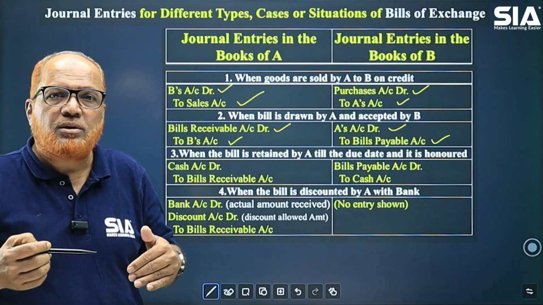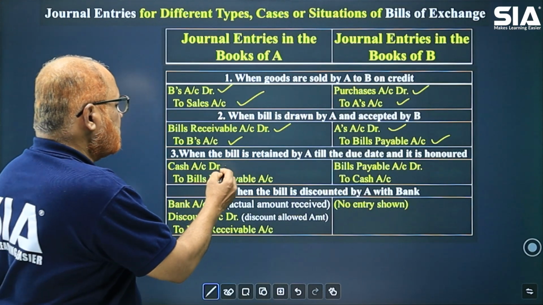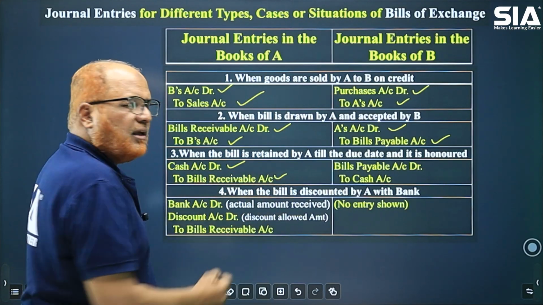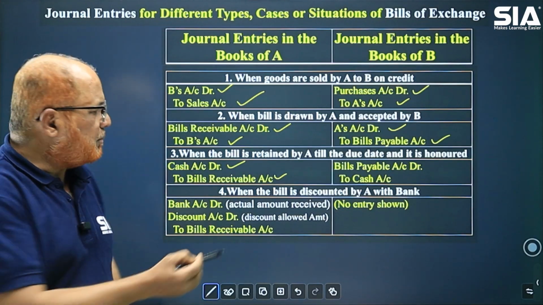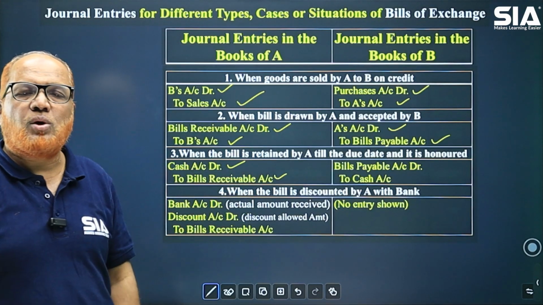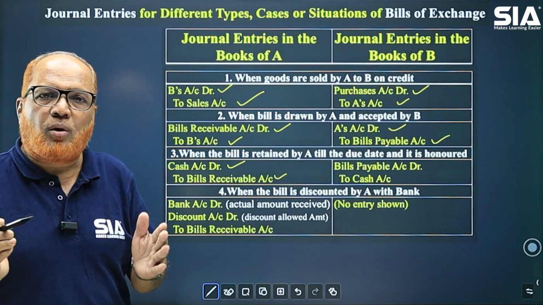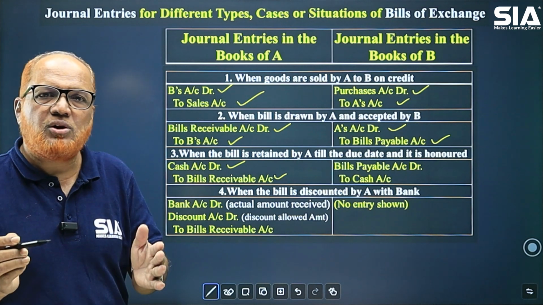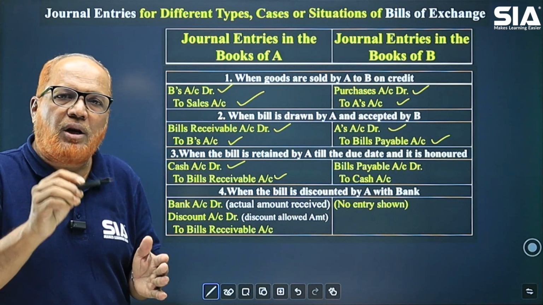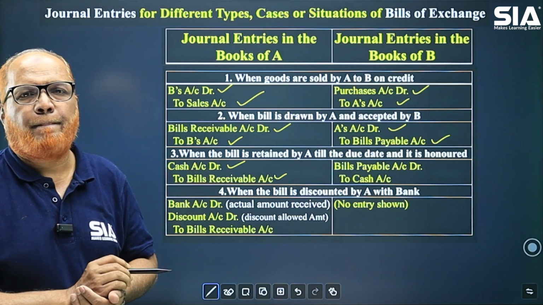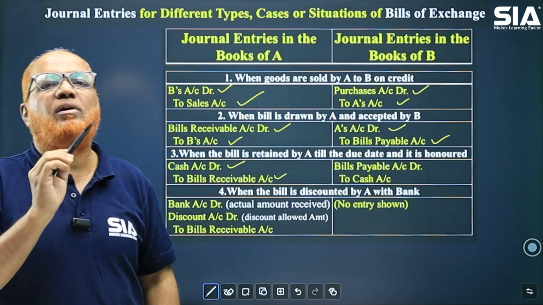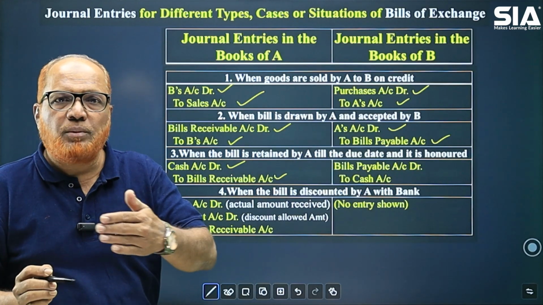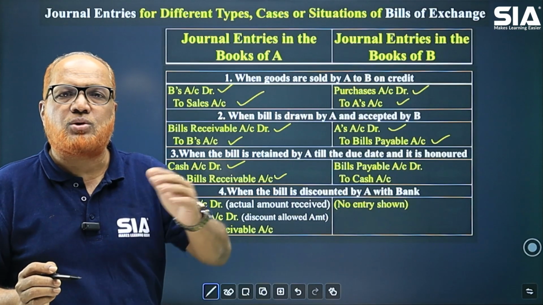When he gets the amount, cash account is debited. He is getting the money. And what is going out? Bills receivable is going out. So bills receivable is credited. So the entry will be cash account debtor to bills receivable, if the bill is honored on the due date. Here, in case of B, bills payable will be debited and cash will be credited because cash is going out.